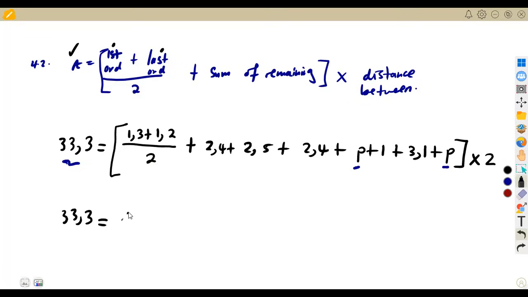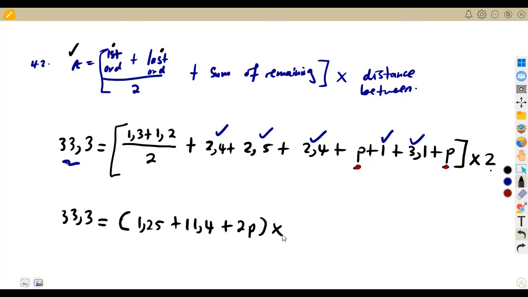So this was going to give us 1.25. All right. If you add these terms inside, 2,4, 2,5, 2,4, you add it to 1, you add it to 3,1, you are going to obtain something like 11.4 in this case. Then we are remaining with the p. So this p plus this p is going to give us 2p. Remember, you're supposed to work with the like terms there. 2p in this case, multiplied to the 2 that is outside of the bracket.